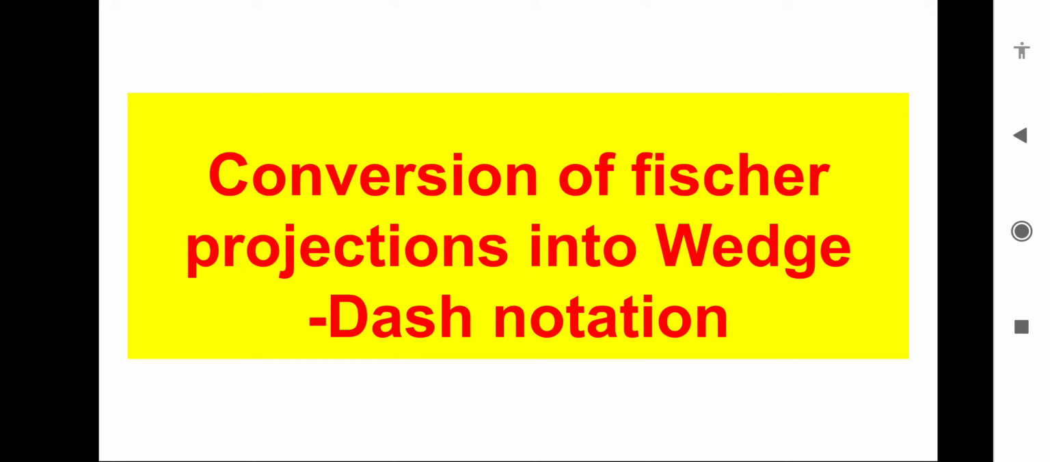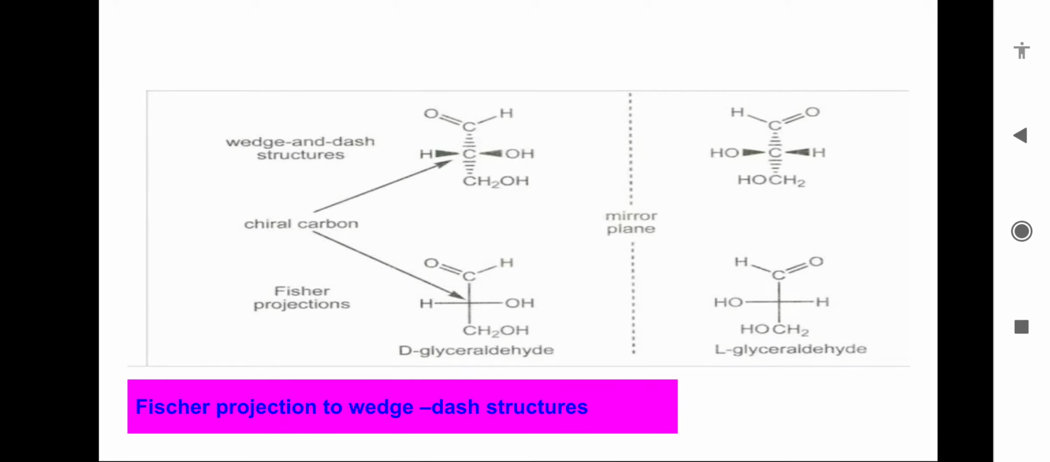Conversion of Fisher projections into wedge dash notation. Here in this figure, the Fisher projection of D-glyceraldehyde is given at the bottom. Now it is converted into a wedge and dash structure. Here it is very simple.